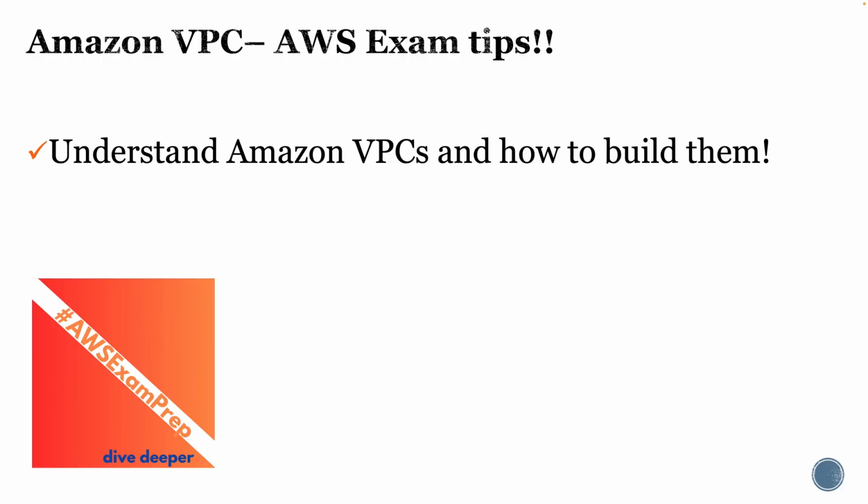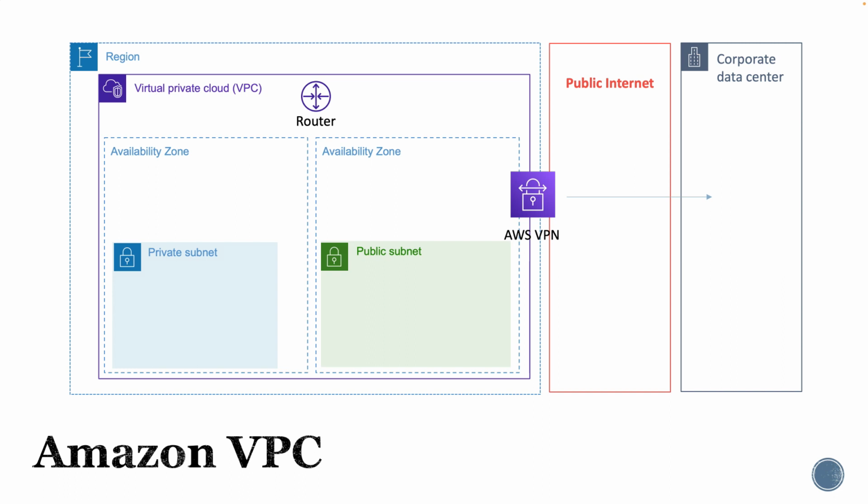Now, for the real world, but also your certification exams, you really need to understand VPCs and know how to build them. You will most likely get 5 to 6 questions on VPCs specifically in your exam. So what is an Amazon VPC? Well, it is a virtual private cloud, so basically it's your very own virtual data center in the cloud.